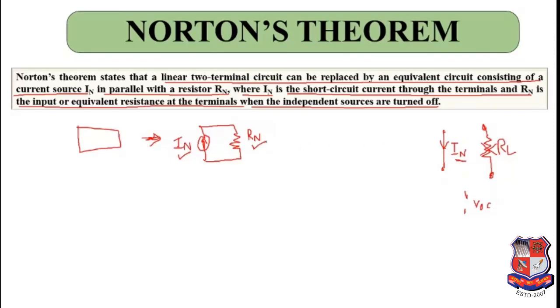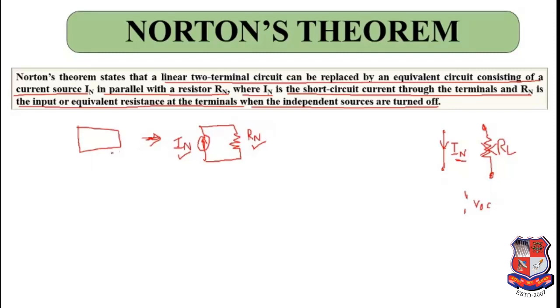And to find RN, it is the same method as for RTH. You have to remove all the independent sources present in the circuit. When I say all independent sources, it means independent voltage sources must be short circuited, and similarly independent current sources must be open circuited.